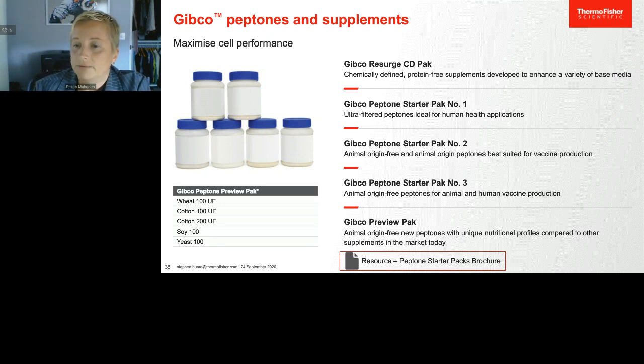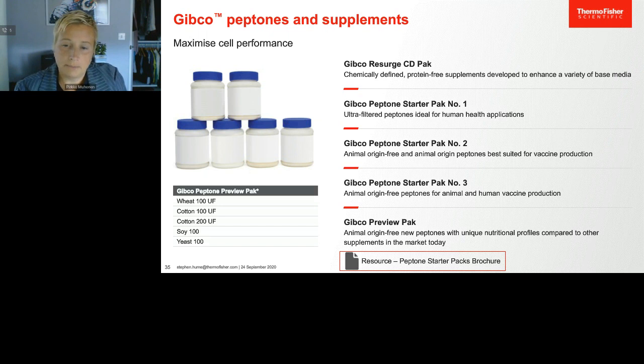So to help you to screen and find the best peptone and supplement, we have developed 3 different Kipco peptone starter packs containing different animal origin or animal origin-free peptones. These starter packs contain 5 to 6 different peptones, 100 grams of each, and these packs are designed so that you can do fast, small-scale evaluations.